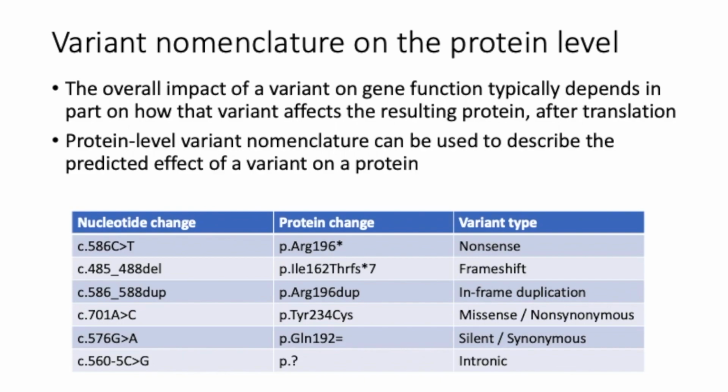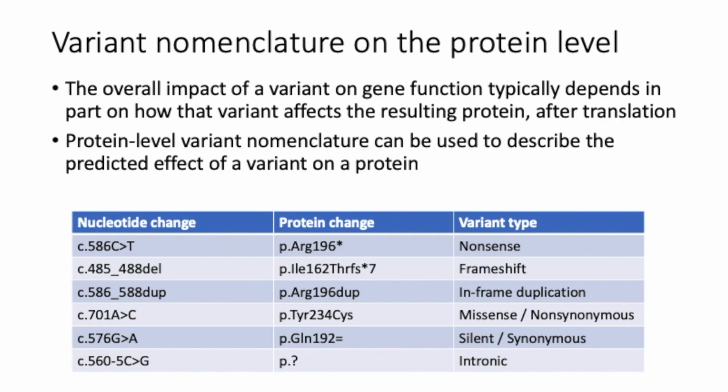In the next example, 3 nucleotides within TP53 are duplicated from nucleotide 586 to 588. As the number of nucleotides duplicated is a multiple of 3, this duplication does not disrupt the reading frame during translation. This duplication of 3 nucleotides results in the duplication of 1 amino acid residue on the protein level, an arginine at residue number 196.